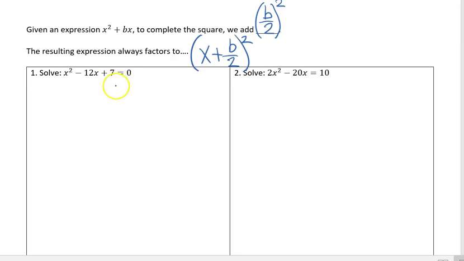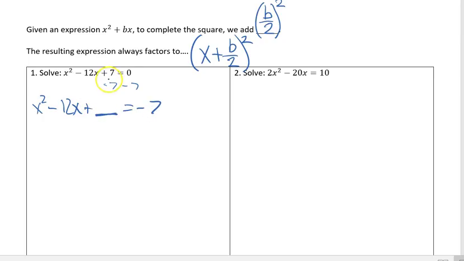So I'm going to subtract 7 from both sides because the constant term doesn't help us complete the square. So now we get x squared minus 12x. And I'm going to leave a space here because I know that I'm using completing the square.